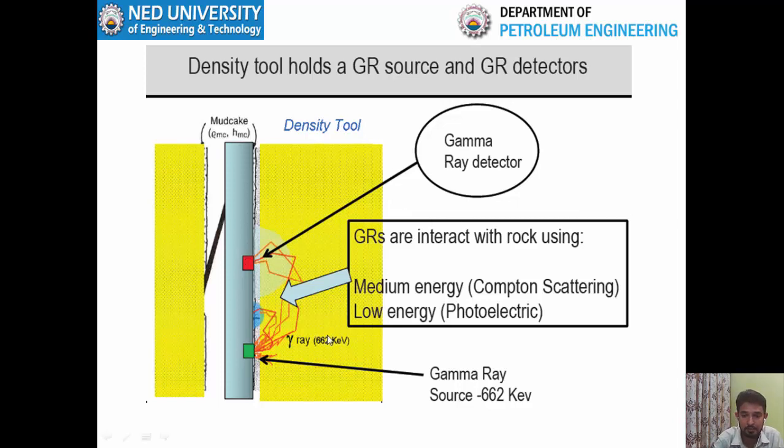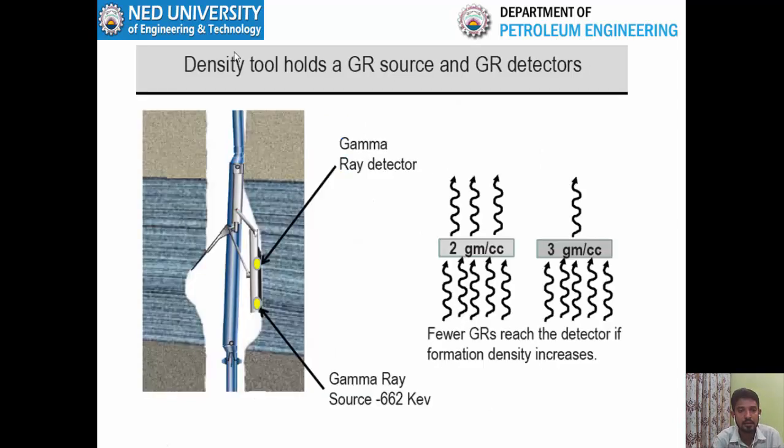So this is the simple diagram, and this slide shows that the density tool is a pad device. Pad device means the device which is stuck to the formation wall. You can see that this tool is pressed against the formation wall by opening an arm which is connected to the formation sand face or the wall. The gamma ray source emits gamma rays, and gamma ray detectors measure the number of gamma rays that are returning to the detectors.